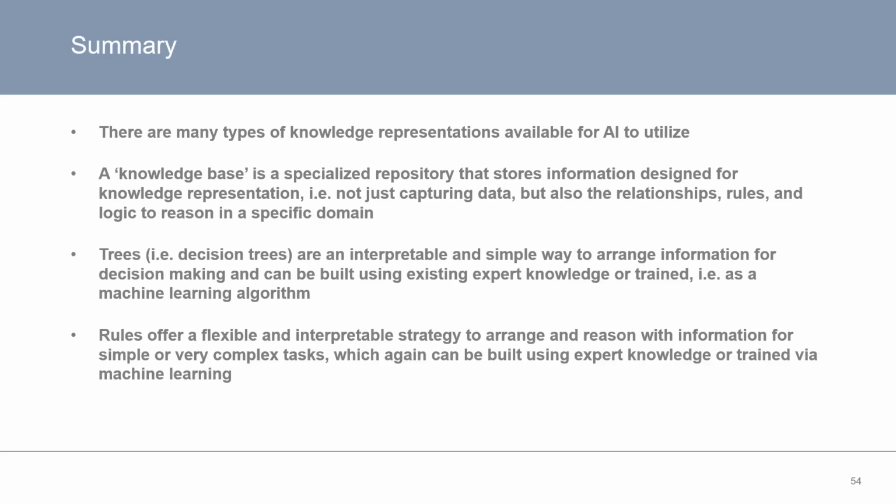Rules offer a flexible and interpretable strategy to arrange and reason with information for simple or very complex tasks, which again can be built using either expert knowledge or trained via machine learning. And lastly, individual branches of a decision tree can be easily converted into rules. However, the reverse is not always true.